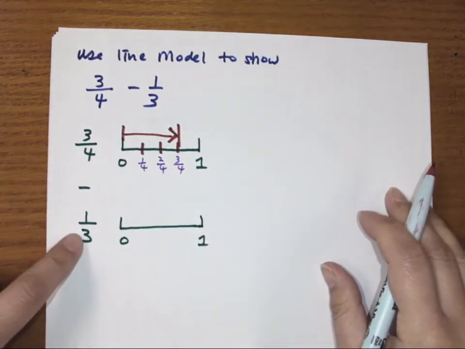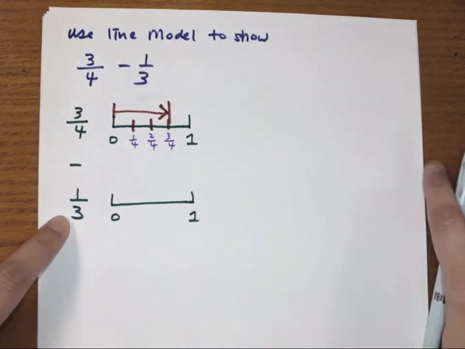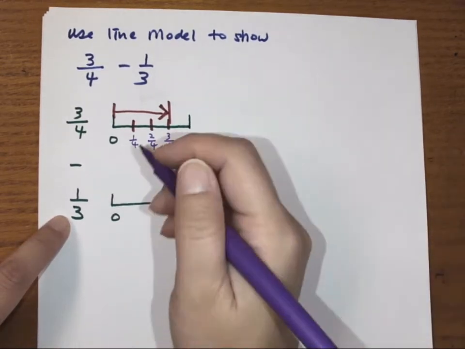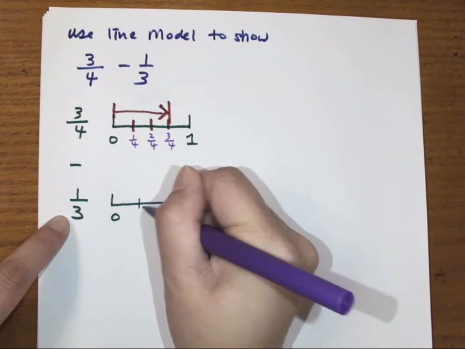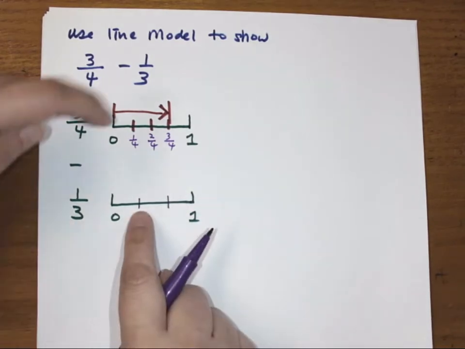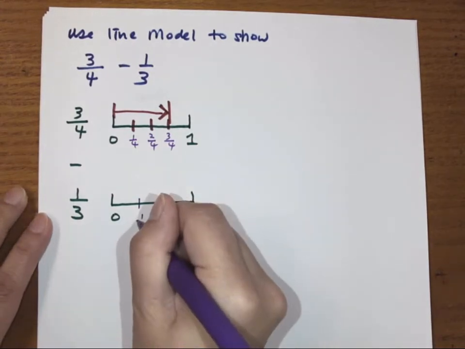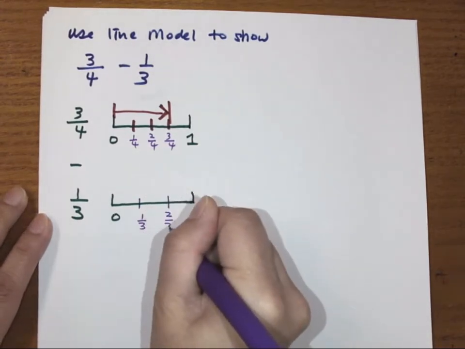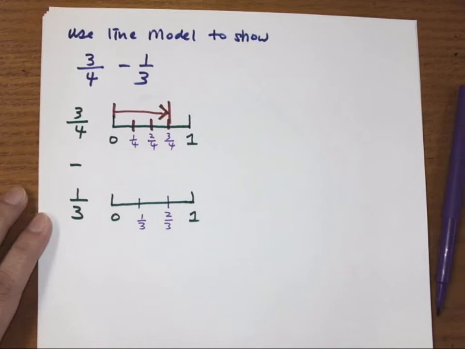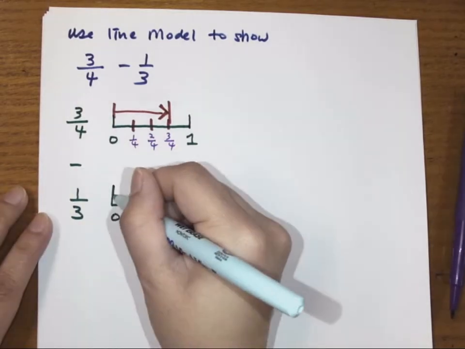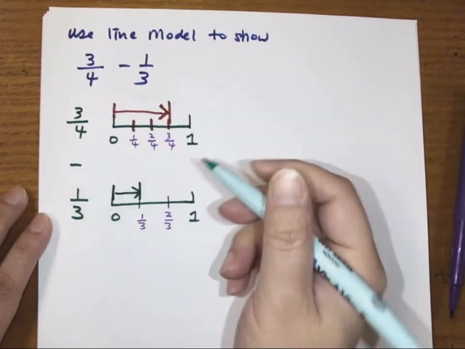Alright, the second fraction, we're going to need to cut it into how many equal parts? 3 equal parts, very good. So 1, 2, 3. So your 1/3 should be bigger than your 1/4, okay? 1/3, 2/3. I only need 0 to 1/3, 1 out of 3 equal parts with the arrow.